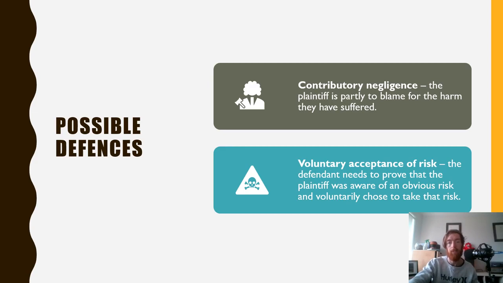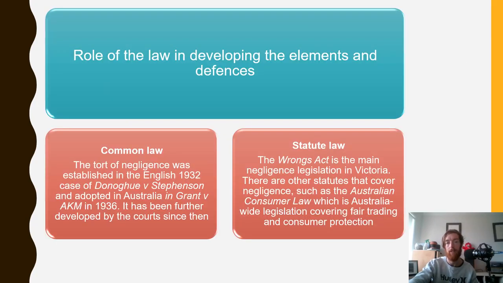So with the difference between these two of them, contributory negligence is that the plaintiff is partly to blame, so there's still some duty of care there and it could have been breached a little bit. And with voluntary acceptance of risk, the defendant is proving that the plaintiff was clearly aware of the obvious risk and chose to do it anyway.